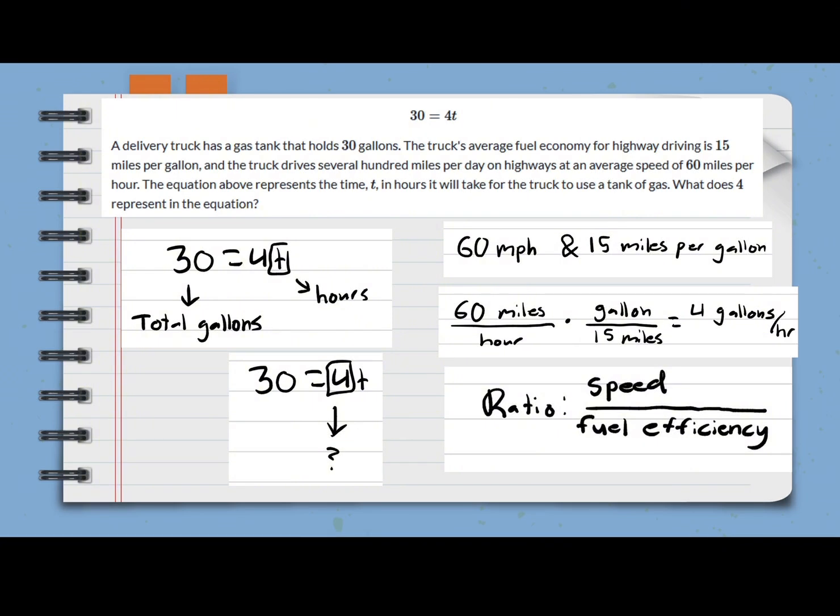So again, we have a lot of information here, and we have to just remember that there are 30 total gallons and there's 4t hours. We have to find out what that 4 means. So we're given the miles per hour and the miles per gallon. If we divide the 60 miles per hour by the 15 miles per gallon, we'll end up with 4 gallons per hour, which is the ratio of speed over fuel efficiency, which is what we find here as 4.